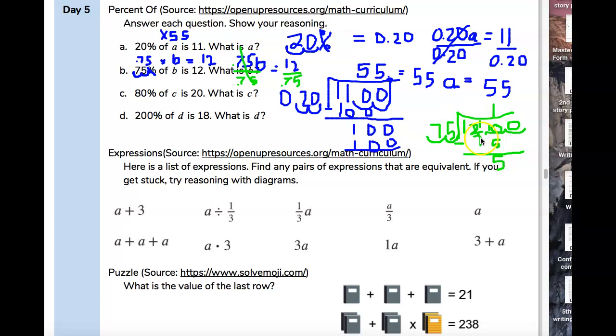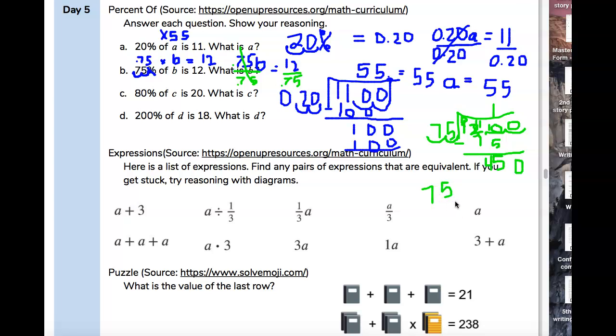And then we can't take 7 from 1, so we're going to borrow. 11 take away 7 is 4. And then we bring down a 0. So 75 into 450. Well, let's just guess and check on that one.